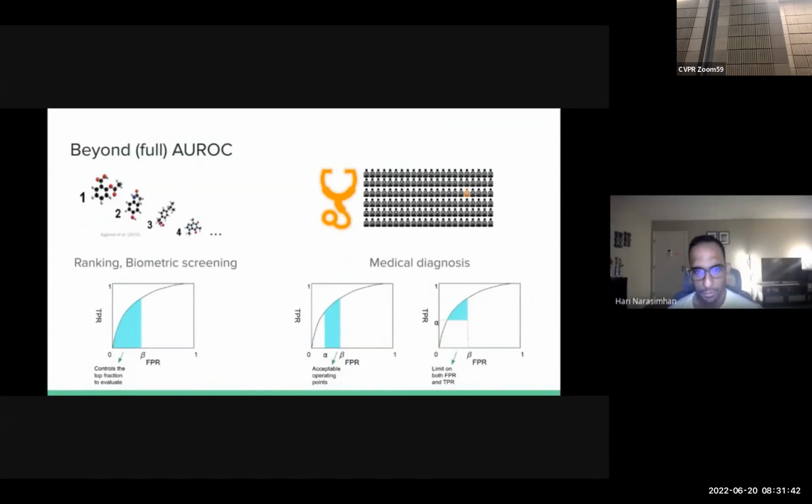Similarly, in many medical diagnostic applications, there are often restrictions on the acceptable range of false positive rates. In this case, one may again want to measure performance in terms of the AUC, but with the AUC restricted to a range of false positive rates. In some other applications, a medical professional may prescribe a limit on both the true positive rate, the minimum allowed true positive rate, and the maximum allowed false positive rate. In this case, one would want to measure the performance in terms of the AUC, but restricted to a certain range of true positive rates and a certain range of false positive rates. So our goal in this portion of the talk would be to maximize the partial AUC objective.